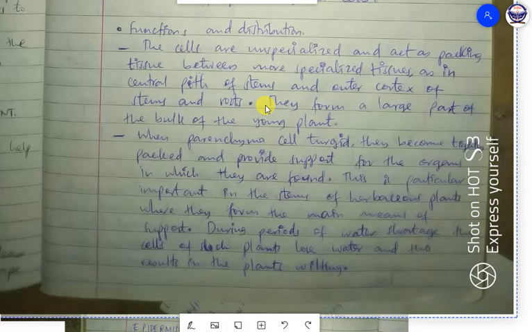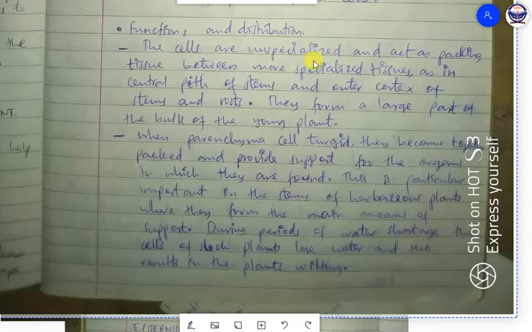We have already seen about the structure of Parenchyma cell. They are roughly spherical or elongated, and they contain intercellular air spaces. So the intercellular air spaces are very important in the functioning of Parenchyma cell. We are saying that the cells are unspecialized and act as the packing tissue between more specialized tissues. So this is their first function.